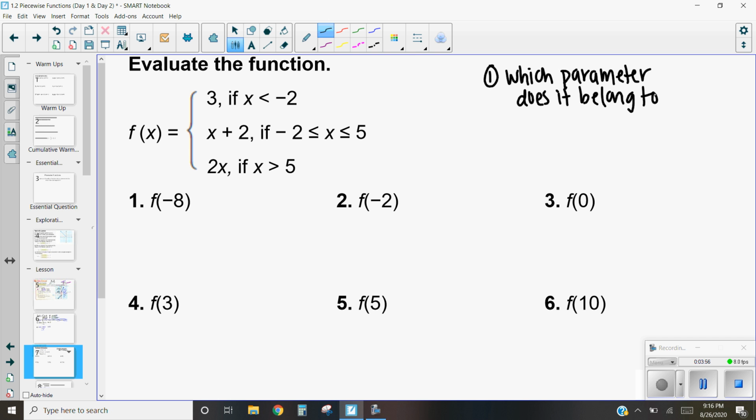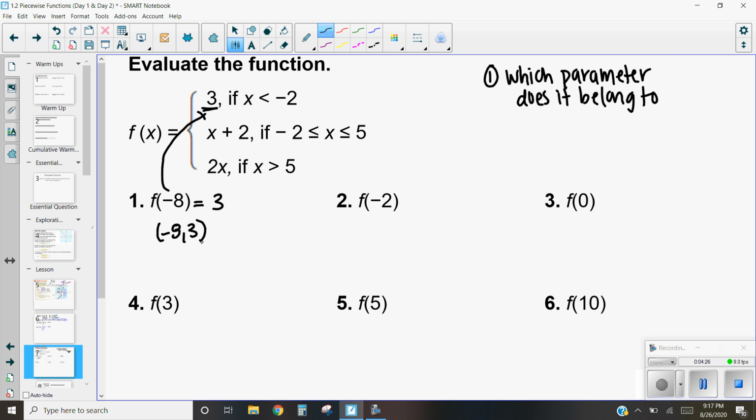So let's look at this first one. f equals negative 8. Well, negative 8, is that going to be less than negative 2? Is it going to be between negative 2 and 5? Or is it going to be greater than 5? Well, negative 8, that's going to be less than negative 2. So looking here, notice how this expression doesn't have any x's. That means our y value has to be a 3. Or this point is going to be negative 8, 3.